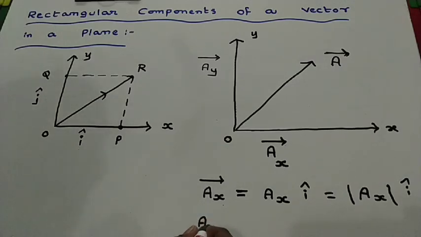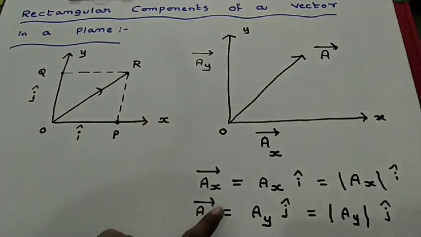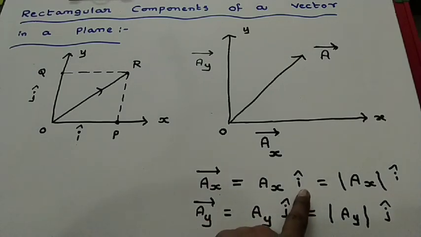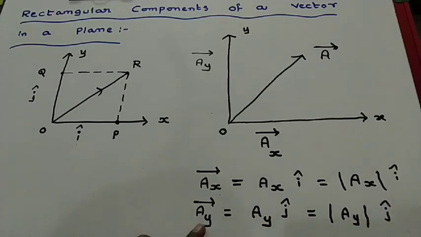Similarly, vector AY is equal to AY j cap, or magnitude of AY into j cap. These two are very important. Please remember: vector AX is equal to AX i cap, that is magnitude of AX into i cap. Similarly, vector AY is equal to AY j cap, that is magnitude of AY into j cap.